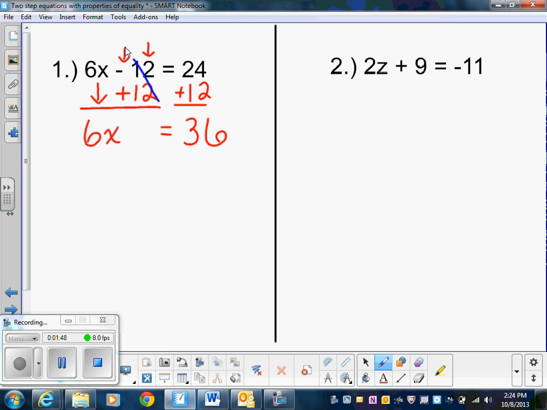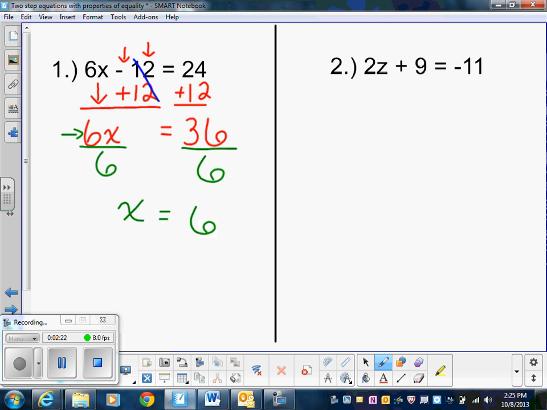We are trying to get rid of this coefficient. In order to do so, we're going to apply our division property of equality. We divide both sides by 6. 36 divided by 6 will give us an answer of 6. When we divide 6x by 6, we know that 6 divided by 6 will give us 1. By extension of our identity property for multiplication, 1 times x will give us x.